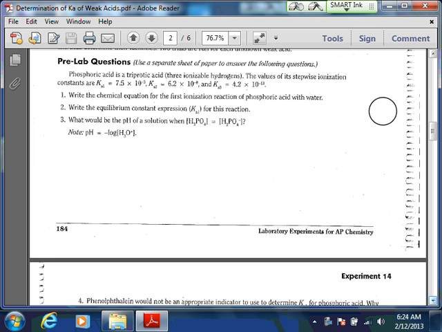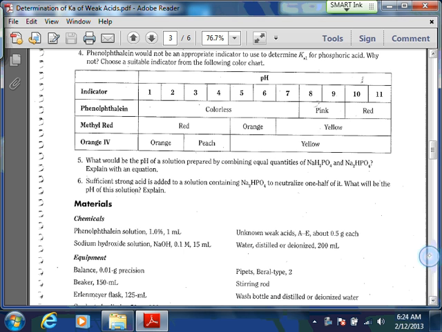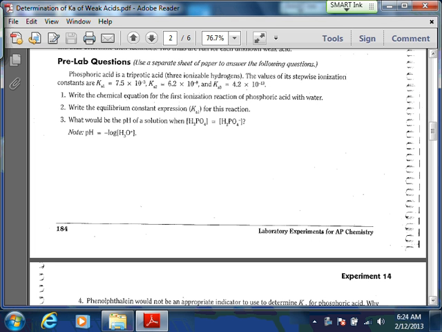Hopefully that makes sense. Alright, once you're done with that, oh wait, sorry, pre-lab's not done. So phenolphthalein would not be an appropriate indicator to use to determine the Ka1 for phosphoric acid. Why not? Okay, so back up here, we have to talk about the answer to this one. If you take the negative log of that 7.5 times 10 to the negative third number, you're going to get a pH of 2.12 or something like that.